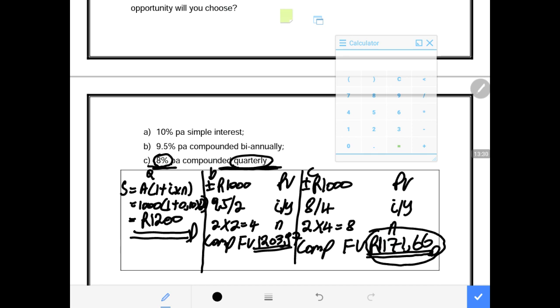because the future value of 1171, yes, 1171, sorry for that, 1171.66 is greater than the future value of the other 2 investments, the one at simple interest and the one at 9.5% per annum compounded biannually. So guys, it's very important to highlight that.